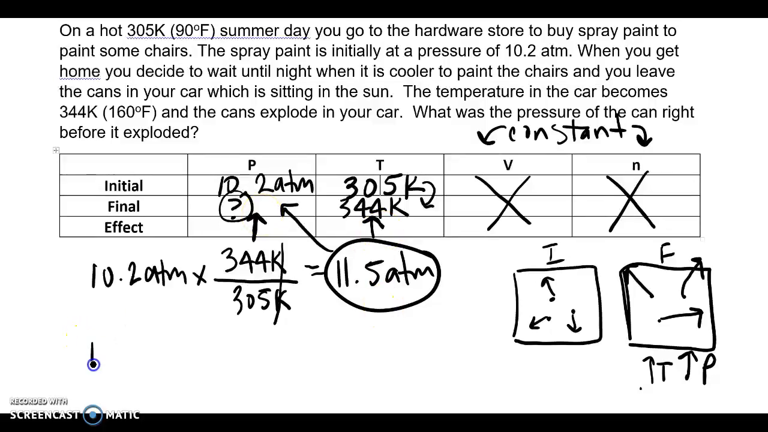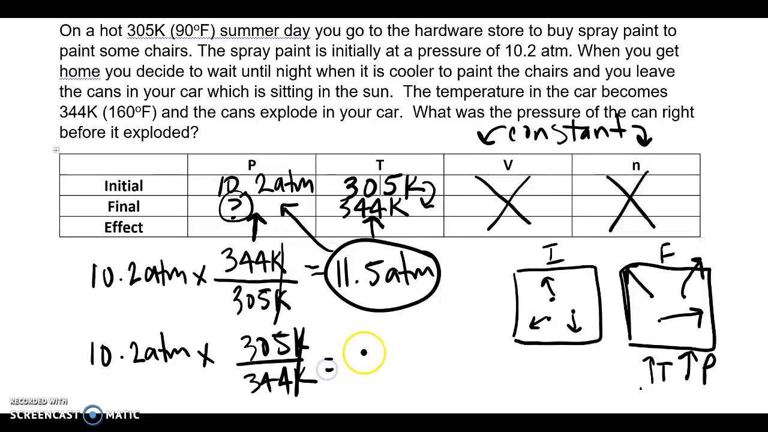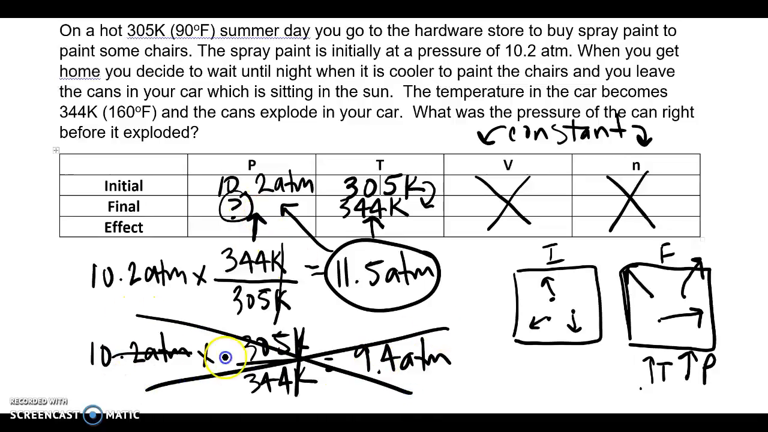Now, just to show you, let's say you picked the wrong thing. Let's say you did 305 Kelvin over 344 by accident. Kelvin still cancels. You're going to get 9.4 atm. Well, you should always look. 9.4 is less than 10.2. So that means that your pressure didn't go up, it went down. So this is not the right answer. It cannot be that because you know that pressure has to go up based on your particle diagram.